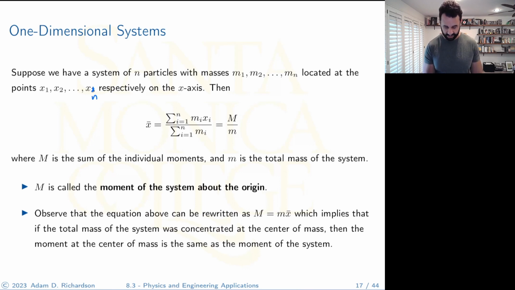Another thing that's cool, this equation right here, you can rewrite it as capital M equals little m times x, which basically says that if the total mass of the system were concentrated at the center of mass, then the moment at the center of mass is the same as the moment of the system.